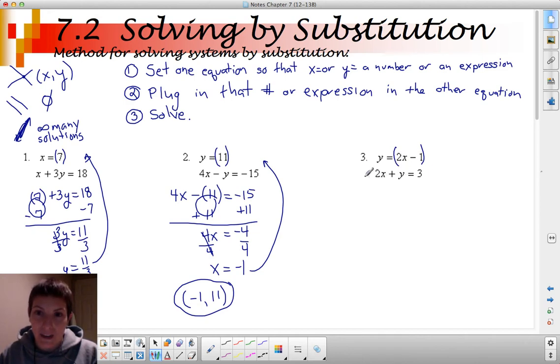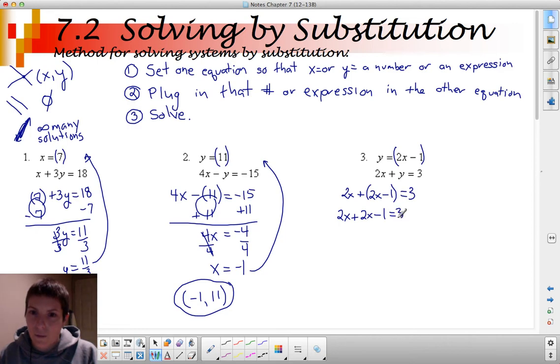So we start at the beginning here. It starts with 2x plus y. We don't want y, we want this quantity. 2x minus 1, we finish, is equal to 3. This positive is distributing a positive 1, so I'm just going to rewrite it. 2x plus 2x minus 1 is equal to 3.